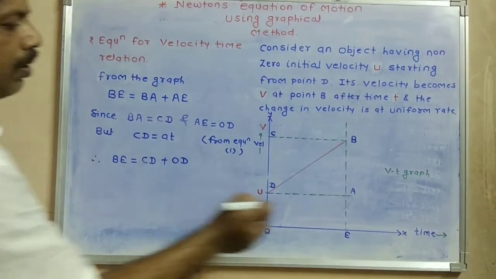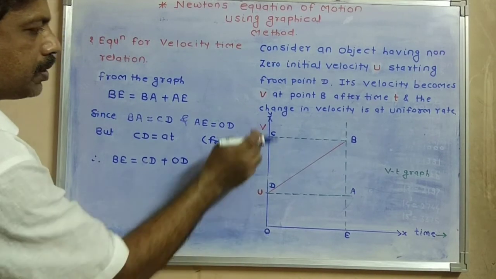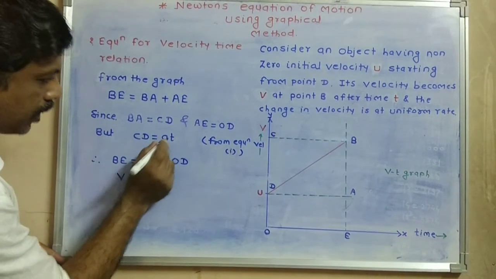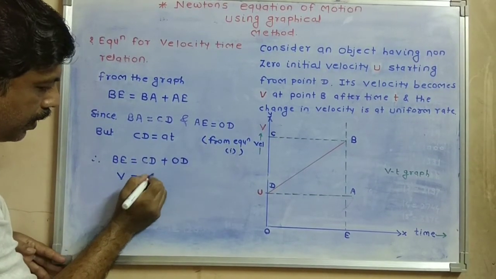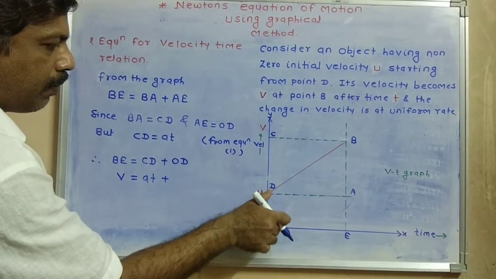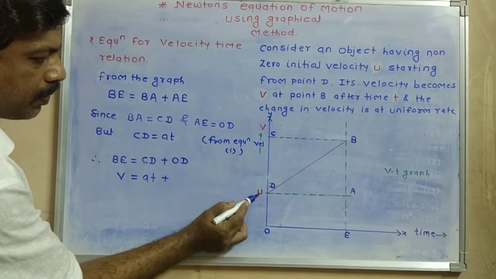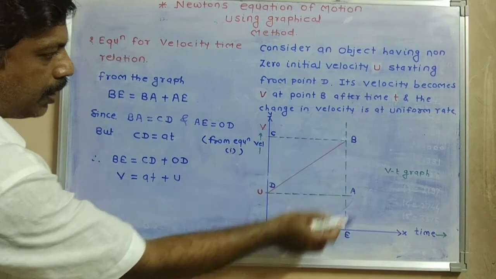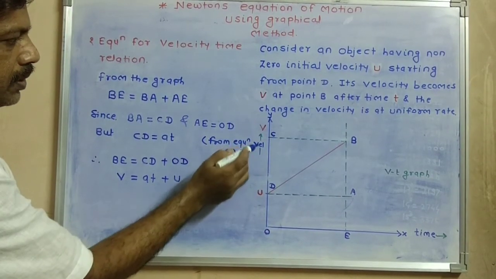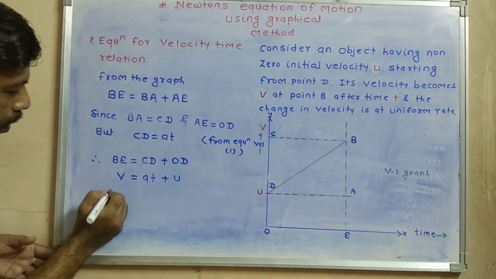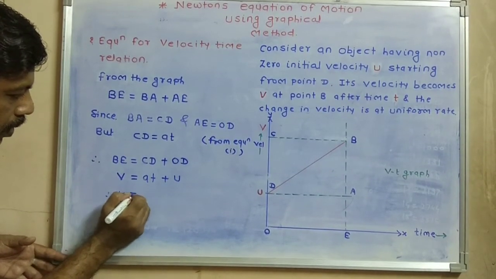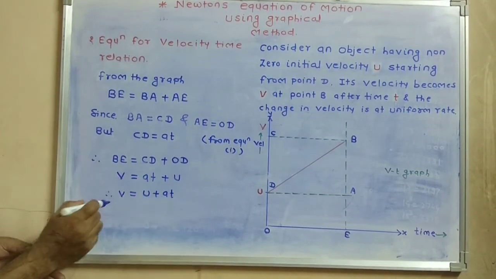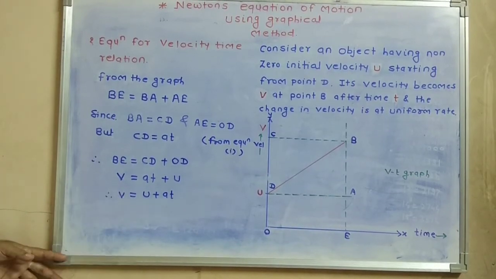Now put the value of BE. What is the value of BE? The value of BE is equal to OC. What is the value of CD? That is equal to 80 from equation 1 plus what is the value of OD? The value of OD is U. We put this value here. Therefore, now we have got the equation V is equal to U plus AT. This is known as Newton's first equation of motion.